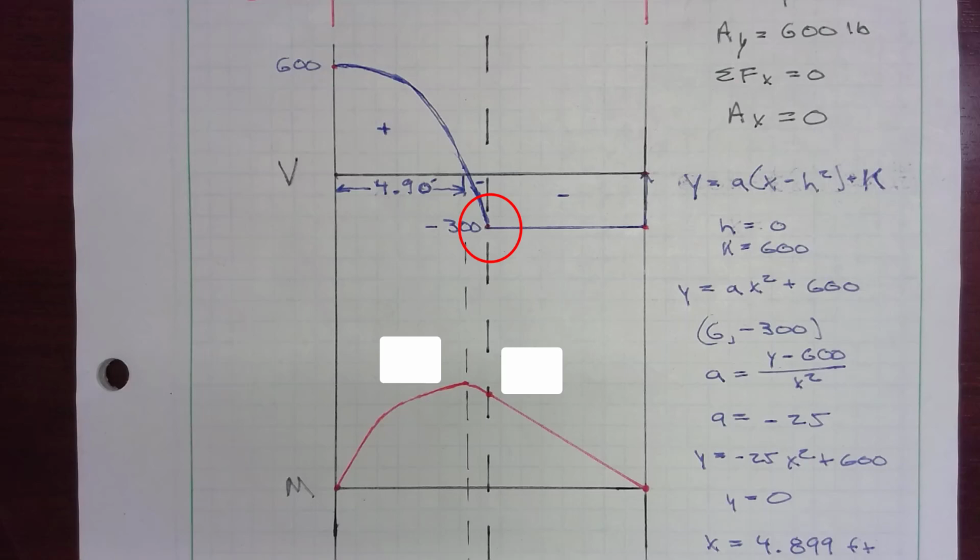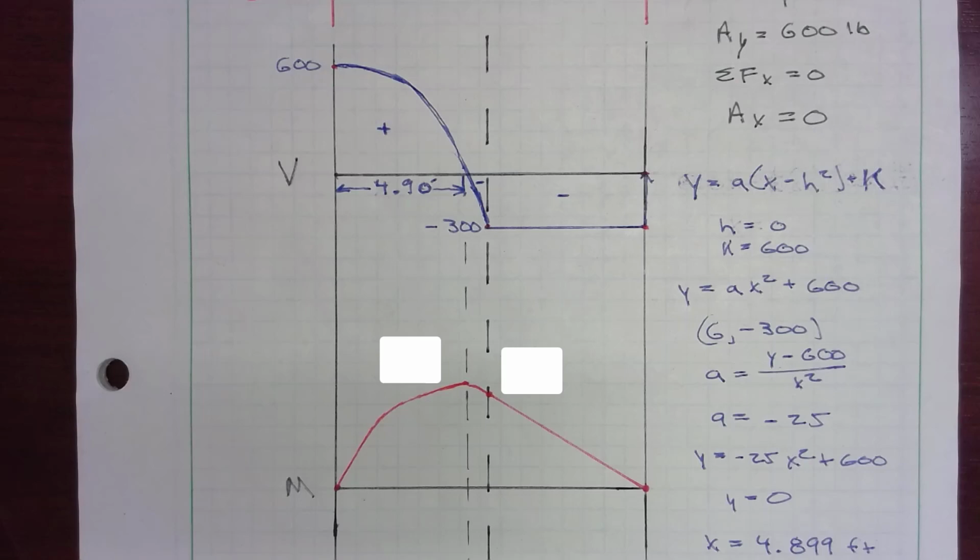We put that in as y is equal to minus 25x squared plus 600. Okay, and we can just substitute in y is equal to 0, and we get x is equal to 4.89, just like we got before when we did the section. You can see that those equations are the same, that we got using the section method and just calculating the equation for the parabola.